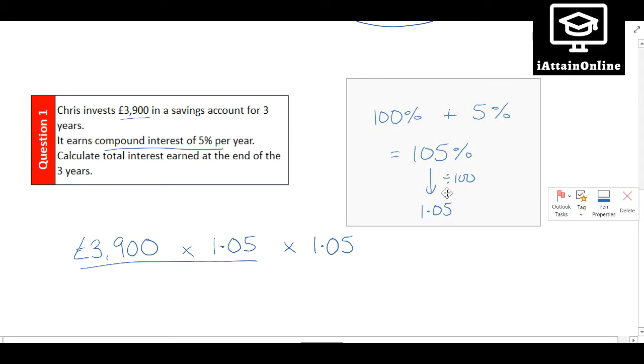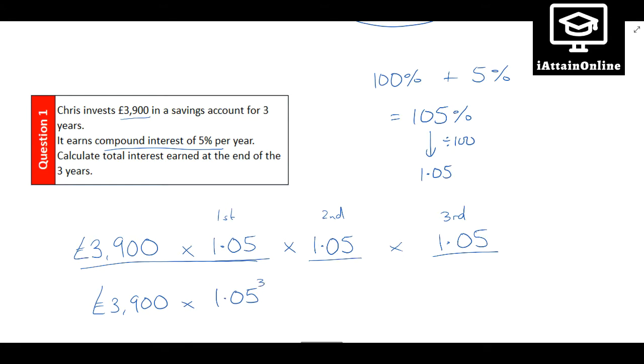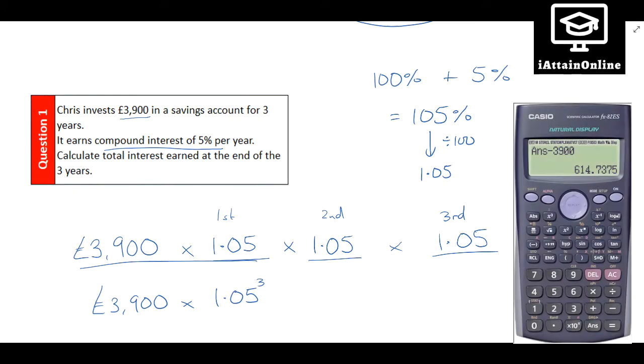Let me move this out of the way. So this is how much he has at the end of the 1st year, at the end of the 2nd year, and then at the end of the 3rd year, we're simply going to multiply it once more by 1.05. So what you can actually do is if I multiply this by 1.05, 1.05 times 1.05 times 1.05 is the same as 1.05 to the power of 3.